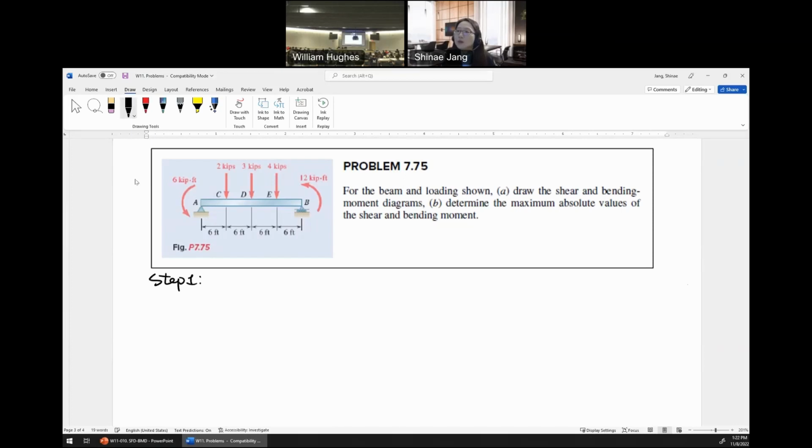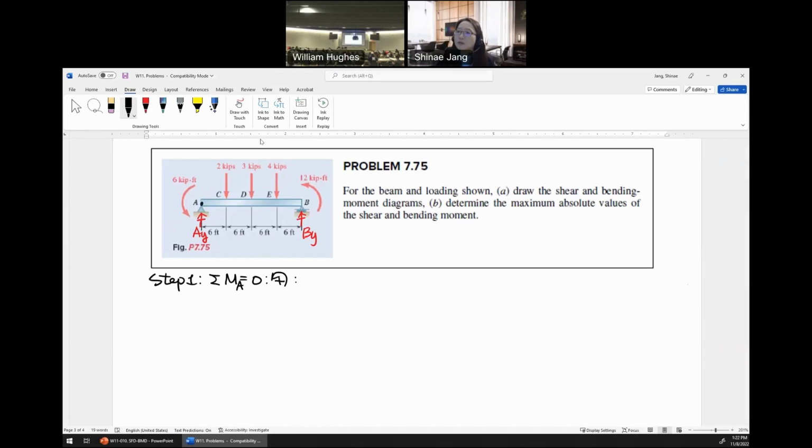Let's start. Step one is finding the reactions. So AX, AY, and BY. But there's no horizontal force, so we know AX is 0, so I'll not include it here. And then BY, unknown. Okay? And then start with the moment equilibrium equation. You have freedom to choose either A or B because each support has only one unknown. So if we use A and assume counterclockwise positive, then let's solve the moment equation.